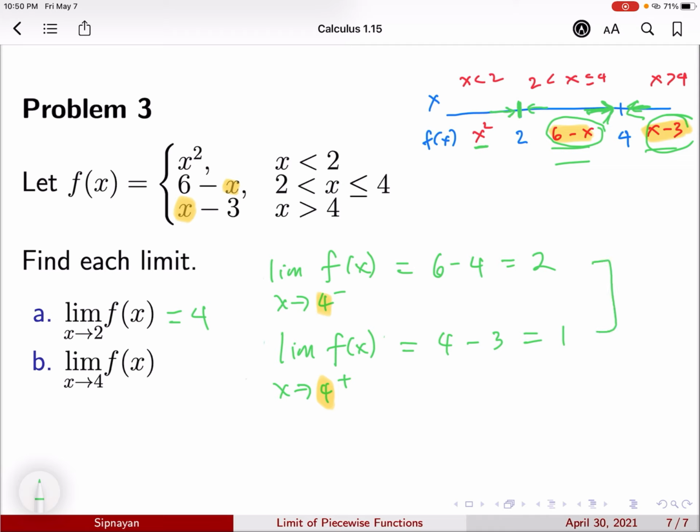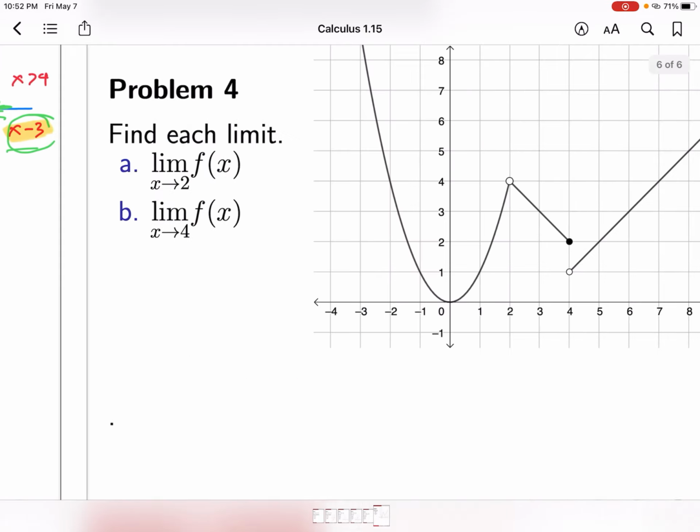So magkapareho ba yung left-hand limit niya tsaka right-hand limit? Hindi, no? And ano nga ulit yung napag-aralan natin pag hindi magkapareho yung left-hand limit tsaka right-hand limit? The limit of f of x as x approaches 4 does not exist. Okay? So, let's have one more.